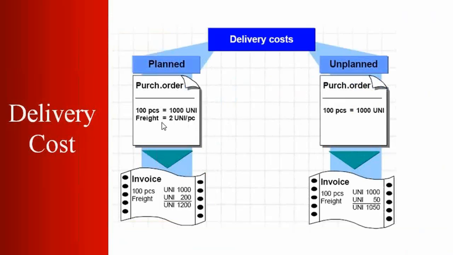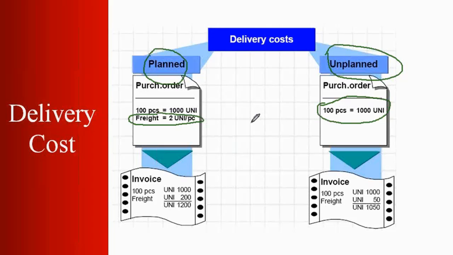You can see the same scenario here, a planned delivery cost and an unplanned delivery cost. In the planned case, it was planned that freight charges would be 2 per piece. In the unplanned case, we don't know the freight or shipping charges. In the first case, because we knew the shipping price, the invoice was received as per the freight charges and the total price. In the second case, because we didn't know the freight charges, when we received the invoice we received some extra price for the purchase order.